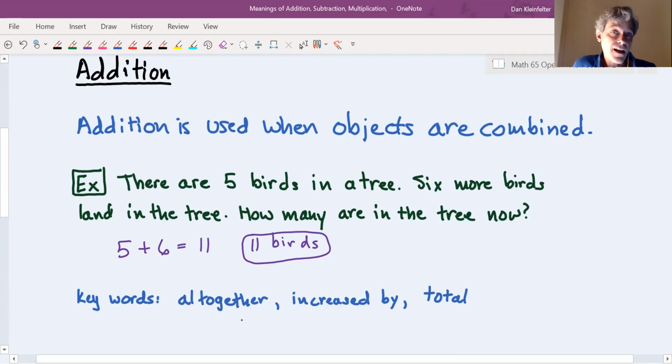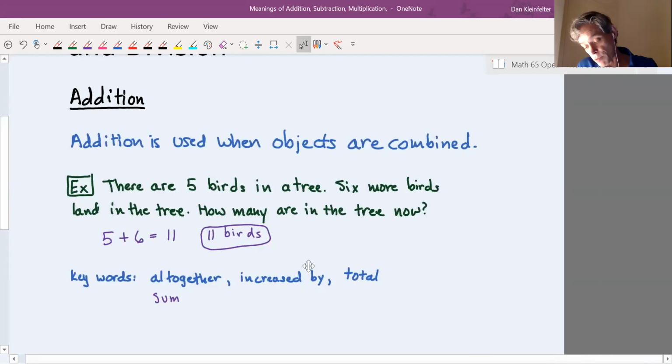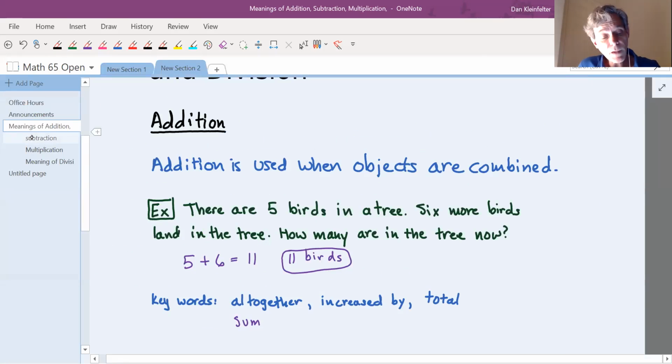Wording that can indicate addition is called for: altogether, some amount increased by another amount, or the total. Also, you can see the word sum. The sum is the answer word for an addition. Okay, so that's addition, putting together of objects.